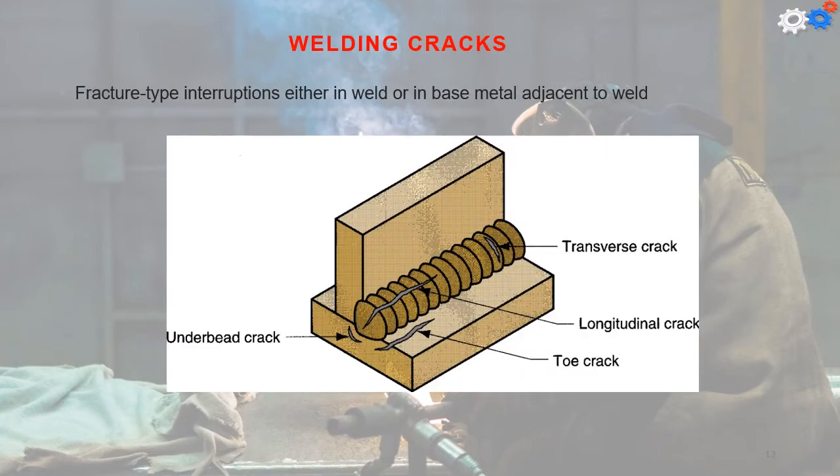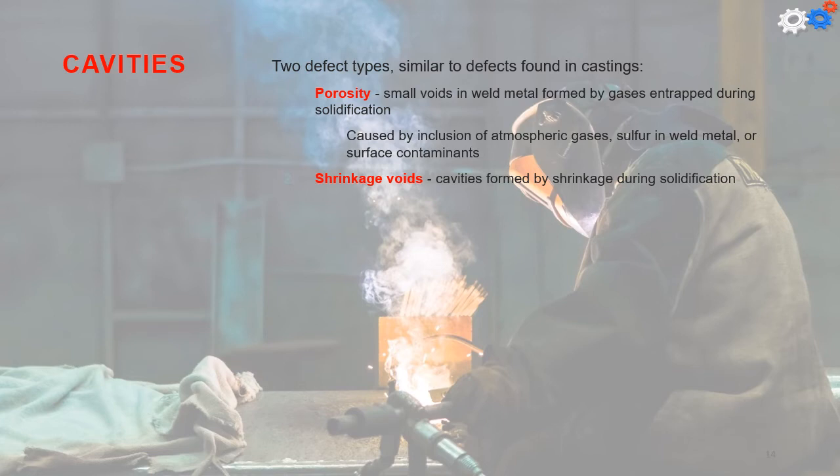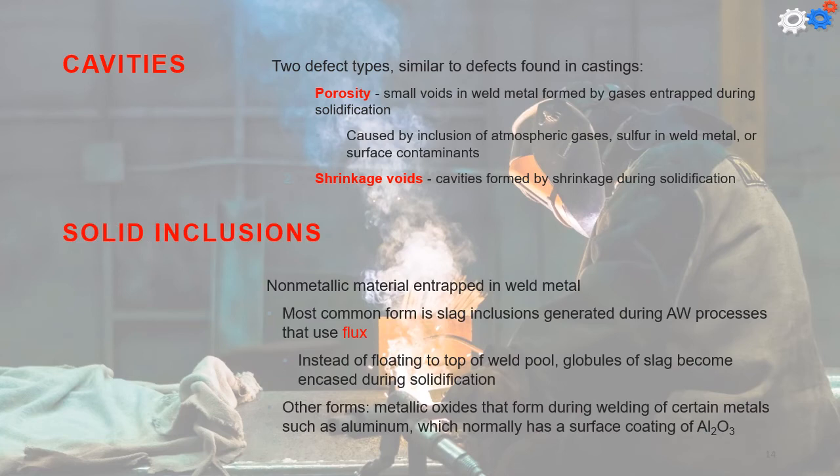Welding cracks are fracture-type interruptions, either in the weld or in the base metal adjacent to the weld. Cavity defects are two defect types similar to the defects found in casting. The first one is porosity, where small voids in the weld metal are formed by gases entrapped during solidification. In shrinkage voids, a cavity is formed by shrinkage during solidification. In solid inclusions, a nonmetallic material is entrapped in the weld metal. The most common form is slag inclusions generated during arc welding processes that use flux. Instead of floating to the top of the weld pool, globules of the slag become encased during solidification.